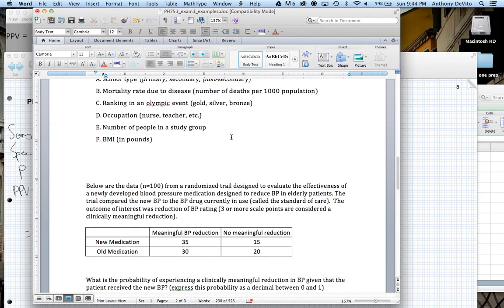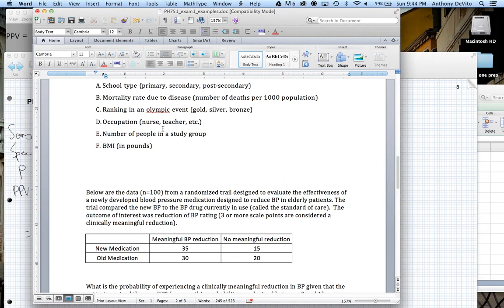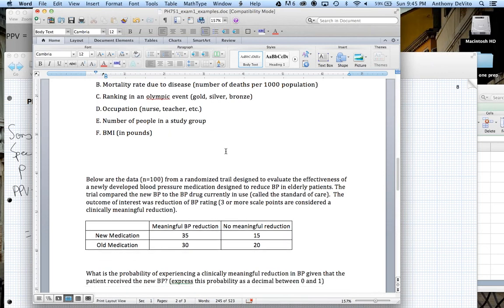Occupation: nurse, teacher, candlestick maker, right? Categorical. Number of people in a study group. In other words, you get together at lunchtime and stuff like that as a study group. Number of people in the study group is going to be discrete. It's a numerical variable, but since it's going to be a reasonably small integer, like number of siblings or something like that, we'd say it's a discrete numerical variable.